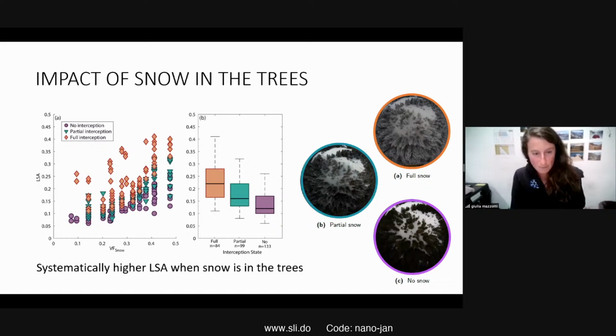And so the systematic increase of land surface albedo in the presence of interception shows us how this is an effect that we have on top of the visible snow on the ground. So we have systematically higher land surface albedo when there is snow in the trees. This is just a qualitative assessment because tracking snow in the trees with image analysis is really difficult.